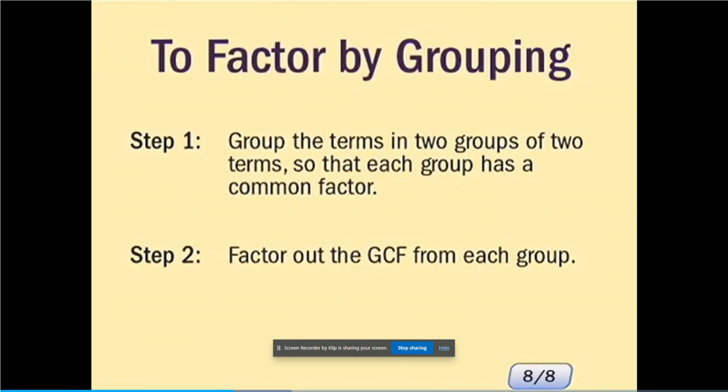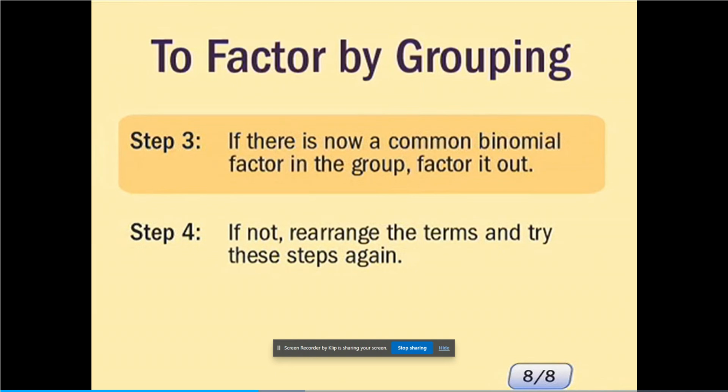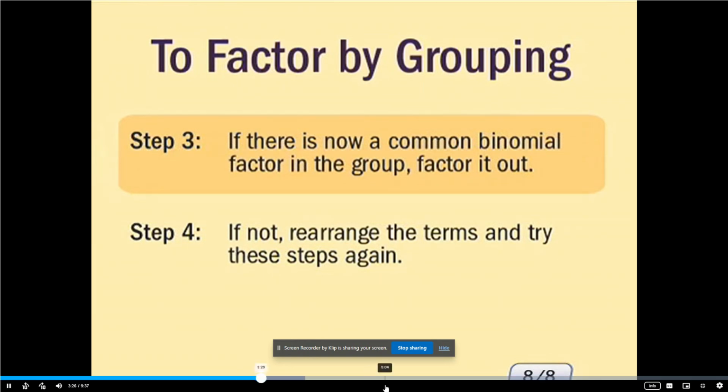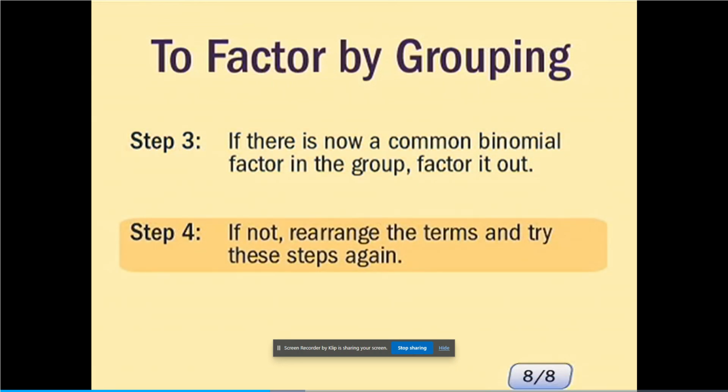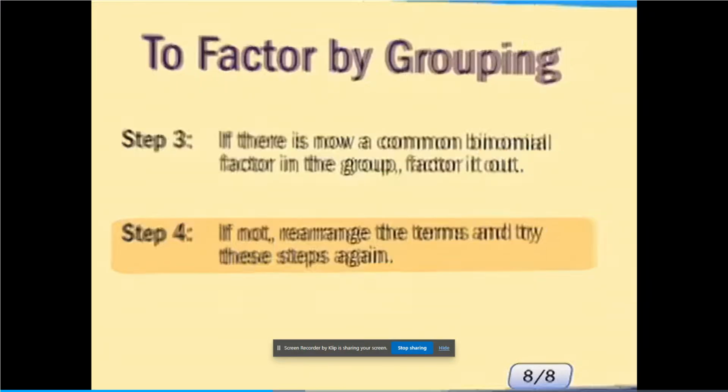Let's look at some steps we can take to factor a four-term polynomial by grouping. Step 1, group the terms in two groups of two terms so that each group has a common factor. Step 2, factor out the greatest common factor from each group. Step 3, if there is now a common binomial factor in the groups, factor it out. And step 4, if not, rearrange the terms and try these steps again.